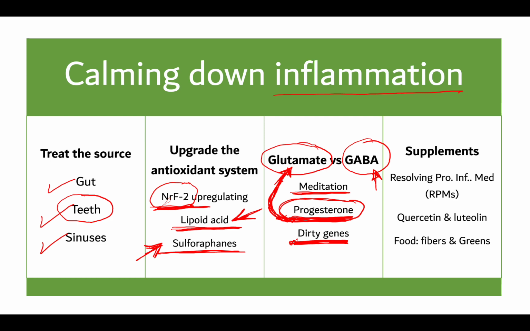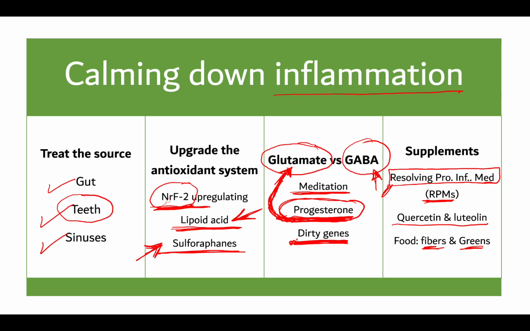So the supplements, there are the quercetin and the luteolin. These are anti-inflammatory supplements, and the use of fibers and the greens for the sake of the gut microbiome or the gut bacteria. There is a resolving pro-inflammatory mediator. This substance is made from the omega-3. This substance, called SPMs, is manufactured in America and in Europe, but it's hardly found in Arab countries or in the Middle East. People use it to quickly calm down inflammation.